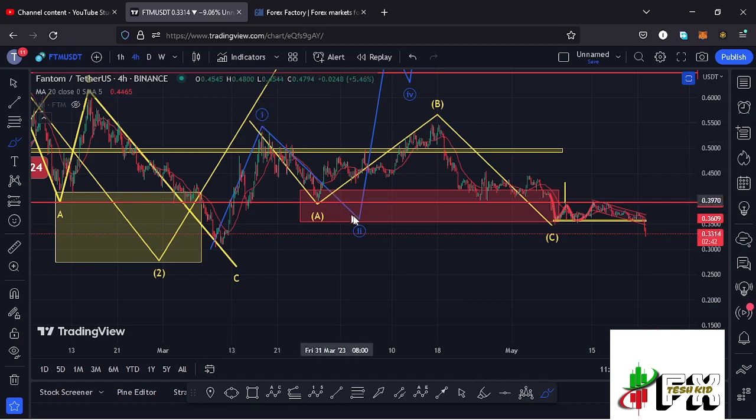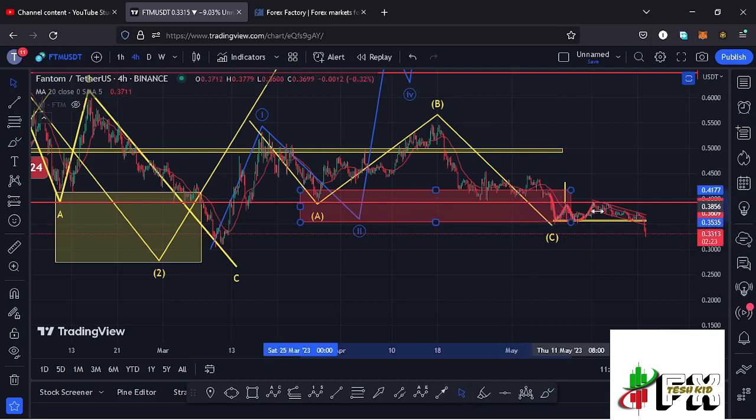Then we started a corrective structure in the formation of this larger Elliott wave count 2, whose minimum target area between the fib level 0.5 and the fib level 0.78 I have highlighted on the charts using this red target area, which is an area that we have fully maximized.